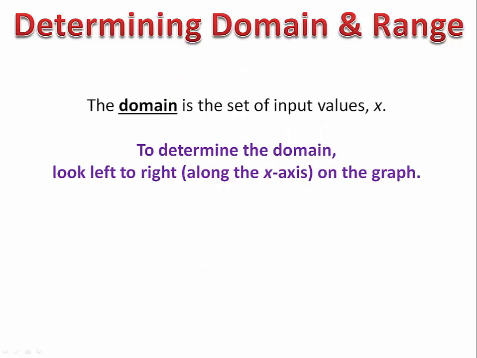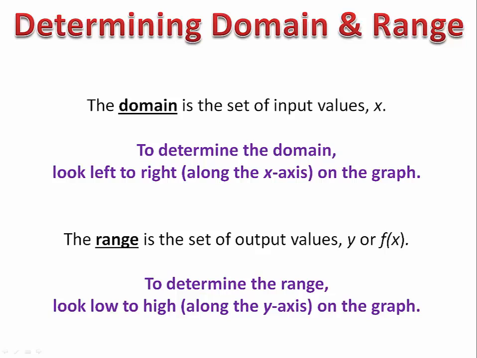So here's what we know. Domain is the set of input values. In a discrete relationship, we simply make a list of the inputs, and that's the domain. In a continuous relationship, we have to look at the graph. We look left to right along the x-axis to find the lowest and the highest inputs.